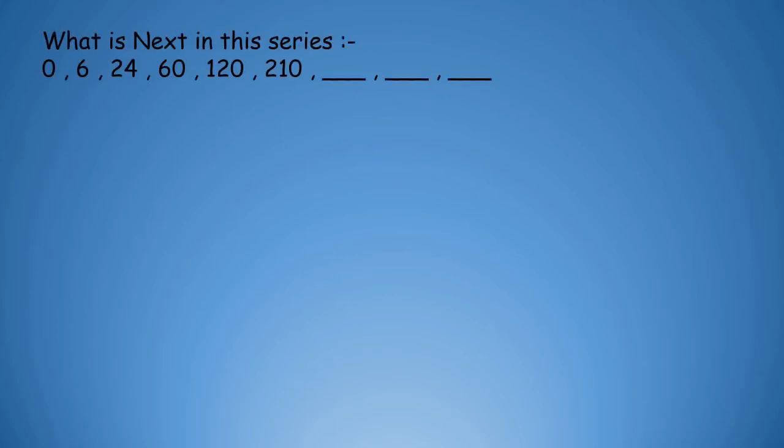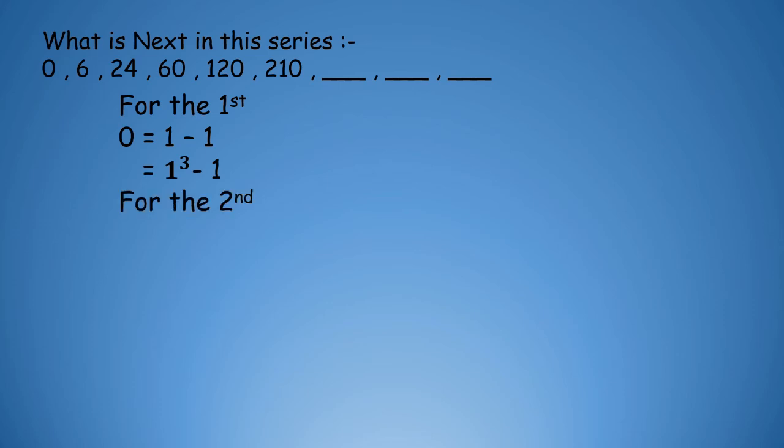0, 6, 24, 60, 120, 210, and we have to find the next 3. So now let us try to create a relation between them. Let us look at the number at the first position, which is 0, and 0 equals 1 minus 1, and 1 is nothing but 1 cube. So we get 0 equals 1 cube minus 1. It's quite a wild guess. Now let us see whether this relationship is carried forward in the next number or not.